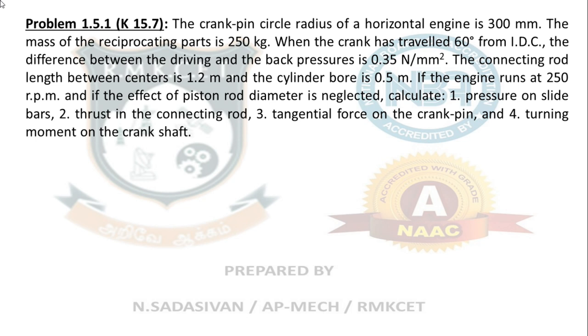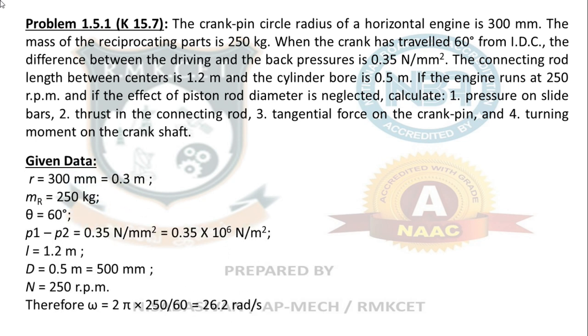If the engine runs at 250 rpm and if the effect of the piston rod diameter is neglected, calculate the pressure on the slide bars, thrust in the connecting rod, tangential force on the crank pin, and the turning moment on the crankshaft. Okay, so take some time and read the question again slowly, and now we will list down the given data.